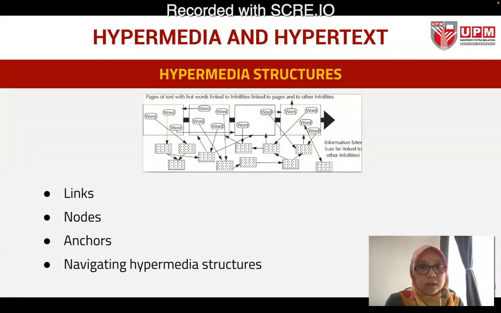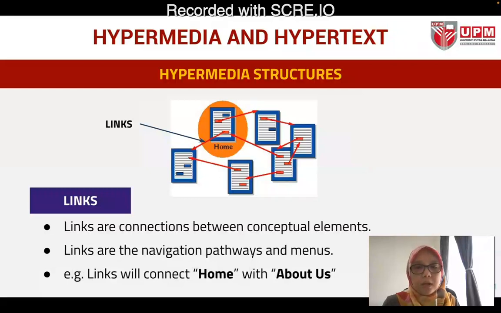What are hypermedia structures? What is the difference between hypermedia and hypertext? Hypermedia structures contain links, nodes, anchors, and navigating hypermedia structures. Links are the connections between conceptual elements. In these images, you can see that one page, for example the home page, will be connected or linked to another page. The red arrow is the connection. So these are the links. Links are the navigation pathways and menus. Links will connect Home with About Us, as an example.